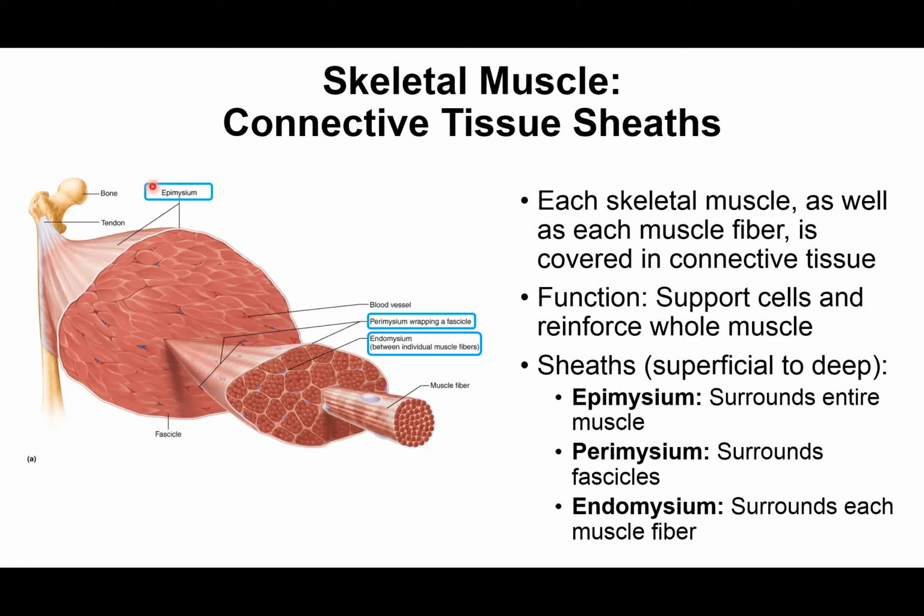So we have the epi, the peri, and the endo, which are very common terms to us, hopefully, at this point. Anything with epi usually means outer, endo is usually inside, and peri tends to be sort of in the middle. Okay?